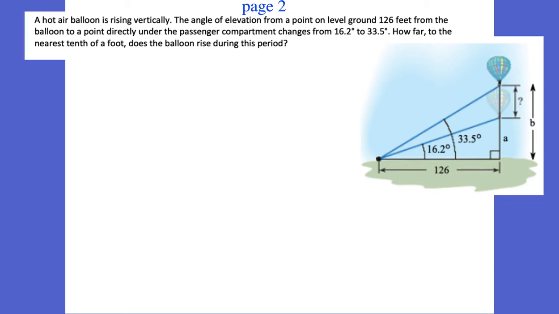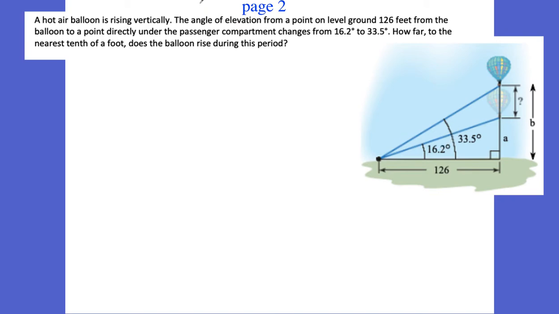All right, continuing along with page 2, some more word problems, triangles. So we have a hot air balloon rising vertically. The angle of elevation from a point on level ground 126 feet away from the balloon to a point directly under the passenger compartment changes from 16.2 to 33.5. How far to the nearest tenth of a foot does the balloon rise during this period?